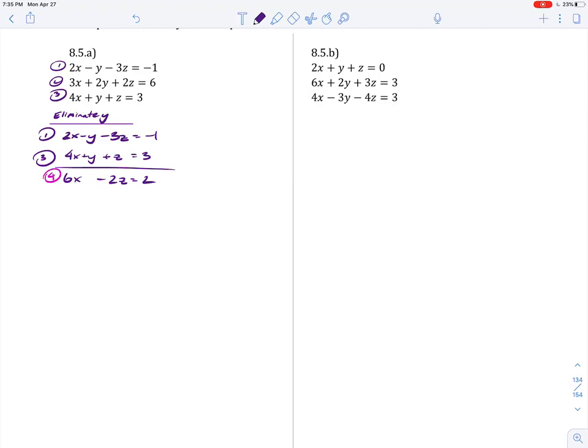I'm just trying to decide, do I want to divide this all by 2 right now and make it an easier equation? I guess I don't really have to. Alright. I'm going to eliminate y from 1 and 2. But in equation 2, there's a 2y, not just a regular y. So I'm going to multiply equation 1 by 2.